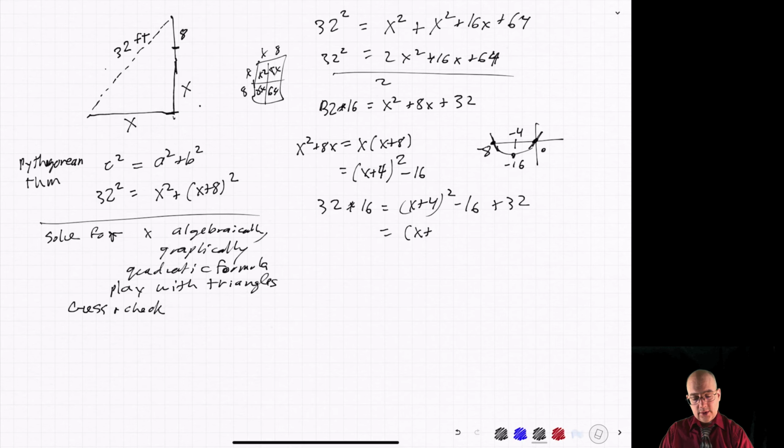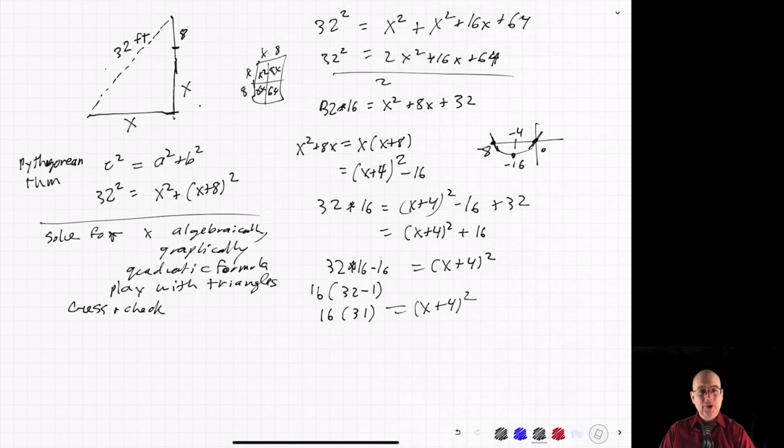All right, so I can combine that minus 16 with the 32 to get plus 16. And now I can subtract. So 32 times 16 minus 16 equals x plus 4 squared. Factor out the 16, so you have 32 minus 1, which is 16 times 31, equals x plus 4 squared. Almost there. Now we take a square root. So square root of 16 times 31 equals x plus 4.